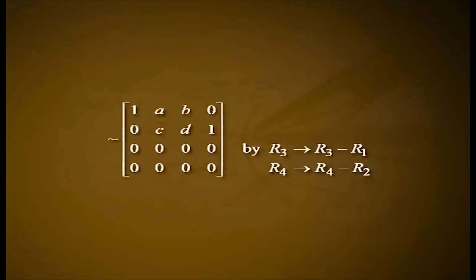Example 10. Determine the rank of the following matrix by reducing to echelon form. Matrix [1 A B 0; 0 C D 1; 1 A B 0; 0 C D 1]. Solution. A is equal to this matrix, which is equivalent to [1 A B 0; 0 C D 1; 0 0 0 0; 0 0 0 0] by R3 changes to R3 - R1, R4 changes to R4 - R2.